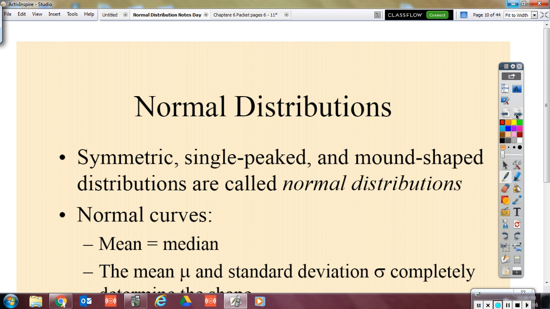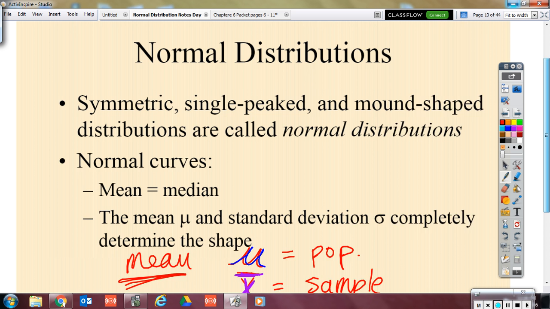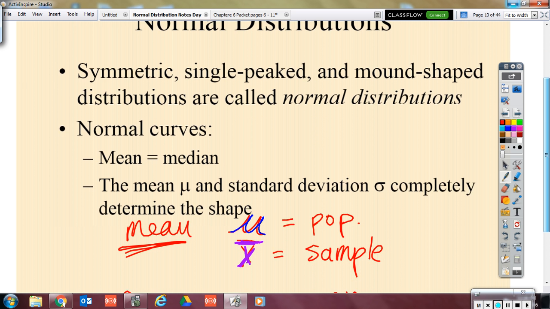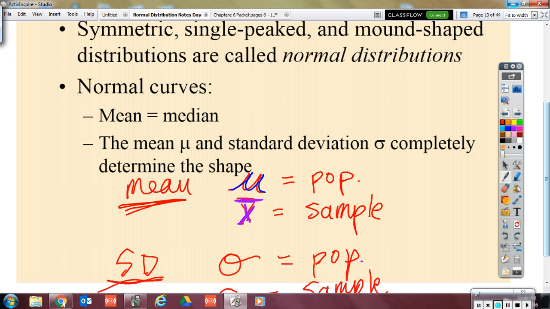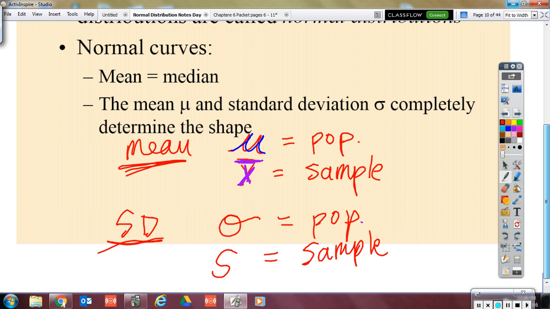Okay, moving on. So again, here is the basic information about a normal curve. It's unimodal, symmetric. The mean is the median. And then I wanted to just give you some notation. We've seen these before, but I just wanted to stop for a moment.